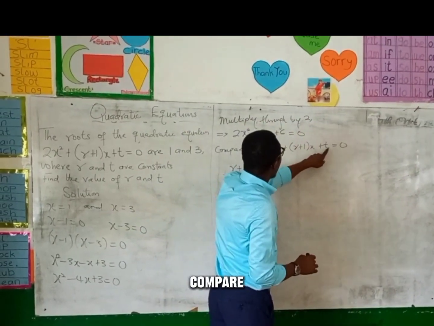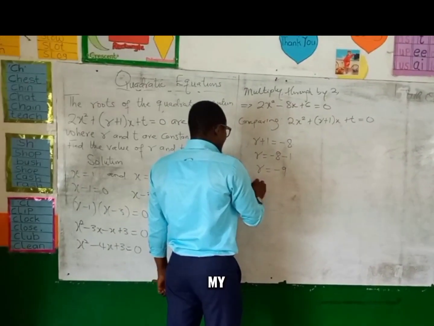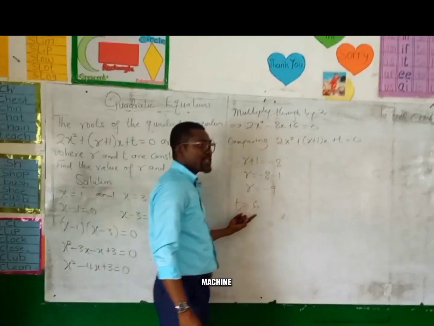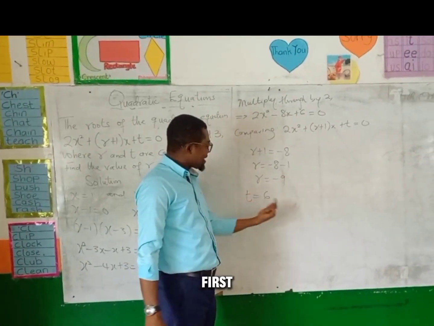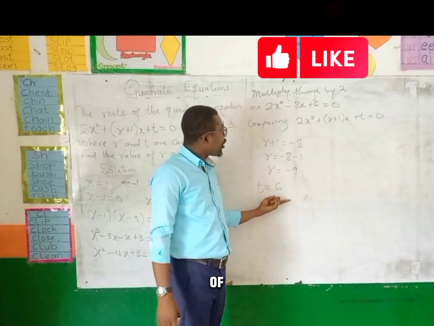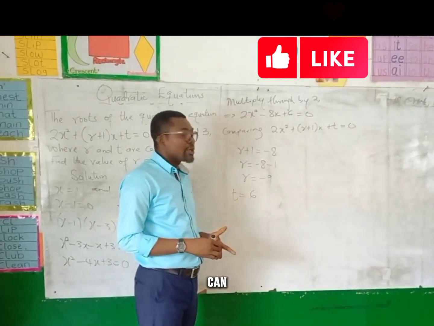Alternatively, I can compare my t to the constant here. So by comparing, I would say that my t is equal to 6. So that gives me the values for the quadratic equation. Just like the first case where our t was 6 and r is -9, this is a simpler version of how to find the unknowns in the quadratic equation. Whichever works for you, you can go for that.